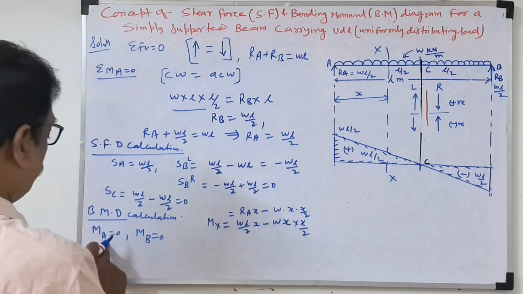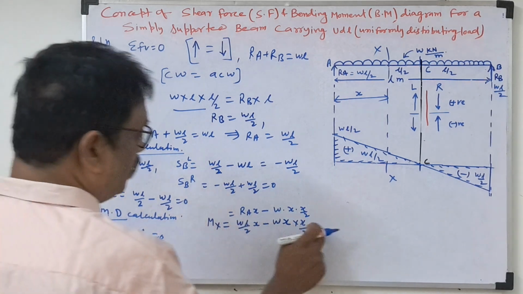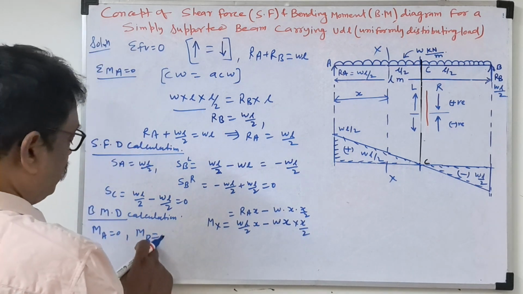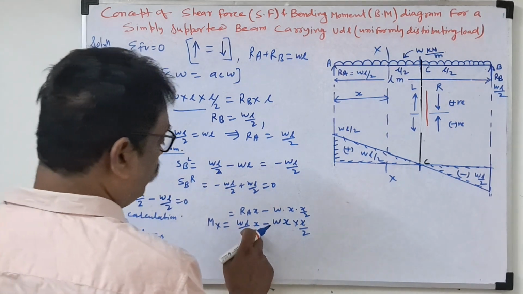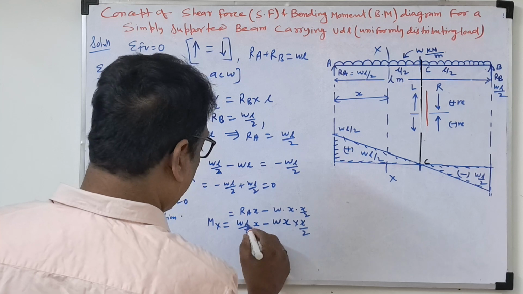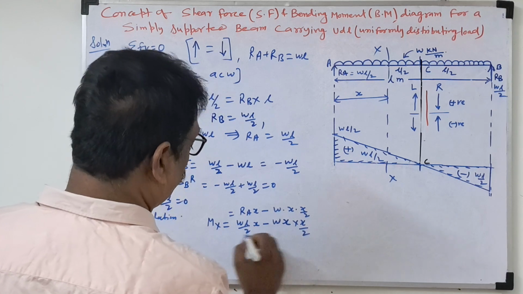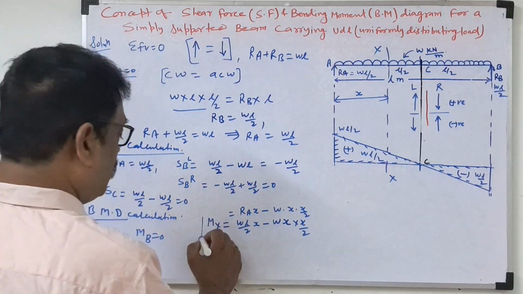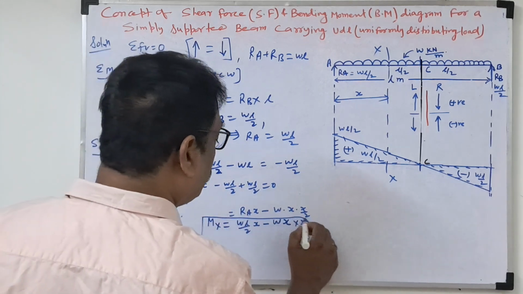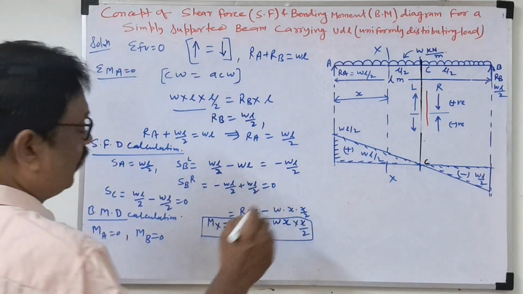Now put X equal to 0, that will come MA, so it will come 0. Then X equal to the total length L. If you put L here, WL square by 2 minus WL square by 2, so it will go 0. So this is the bending moment equation, and from there you can find all the points.